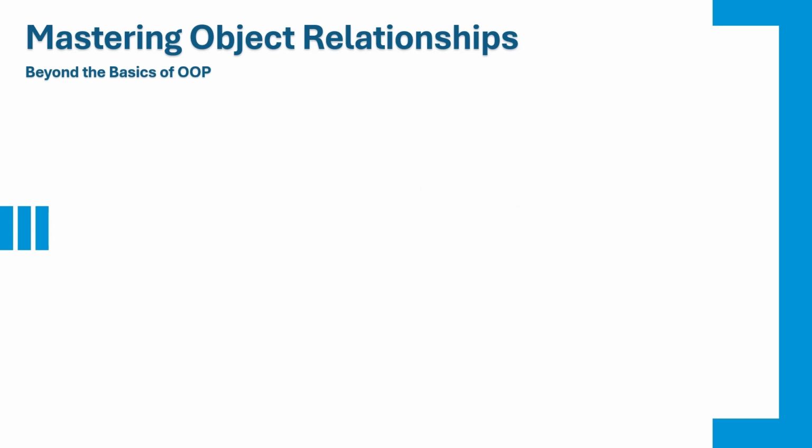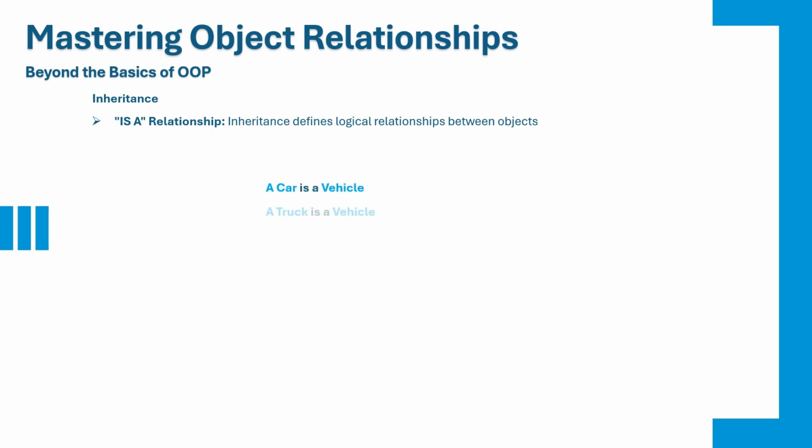Let's start by exploring object relationships with the concept of inheritance. Inheritance describes an is-a relationship, and it's not a technical term. It's plain, everyday language. Think about it. A car is a vehicle, right? Or a truck is a vehicle. That makes perfect sense. But what about this? A car is a truck. That doesn't sound right, does it?